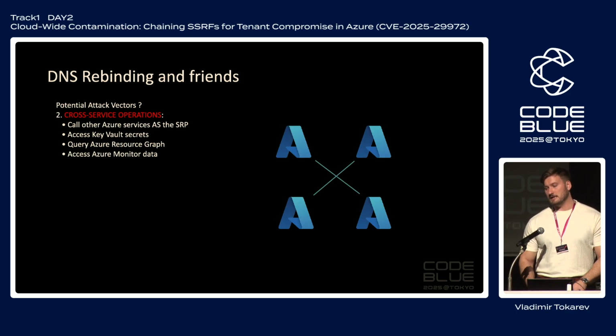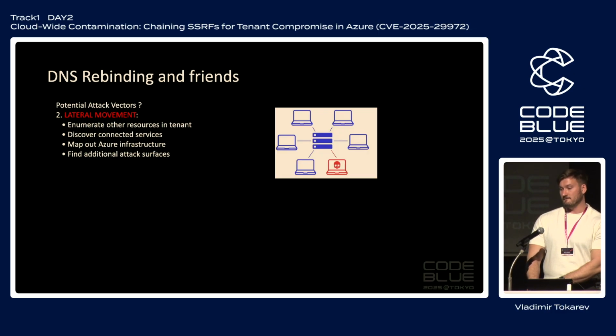Then we could do cross-service operations. As I said, NRP attacking SRP, or in our case, the storage resource provider attacking, for instance, the network resource provider. Could be, again, a very strong primitive. For instance, accessing Azure Monitor data or querying Azure Resource Graph, stuff like that. It could be a pretty powerful vector.